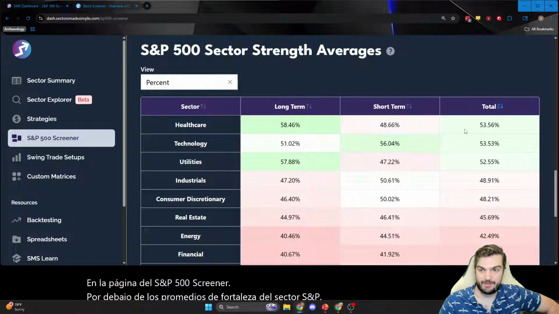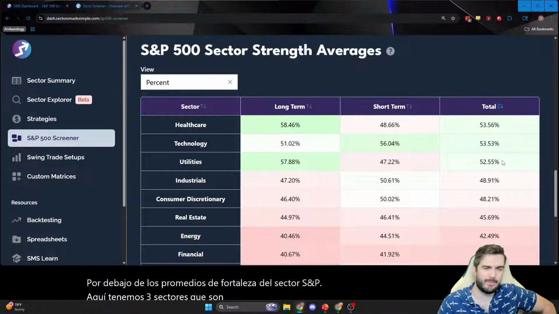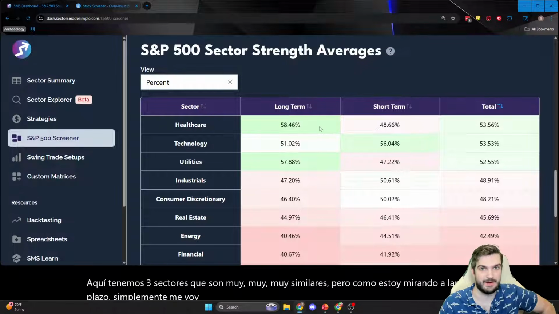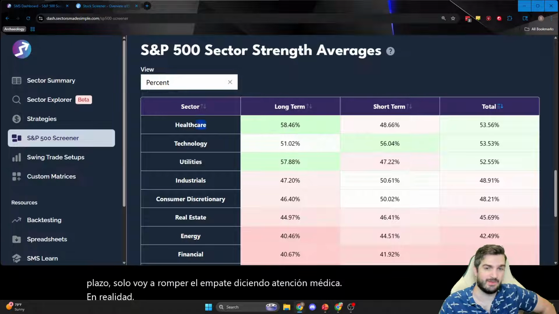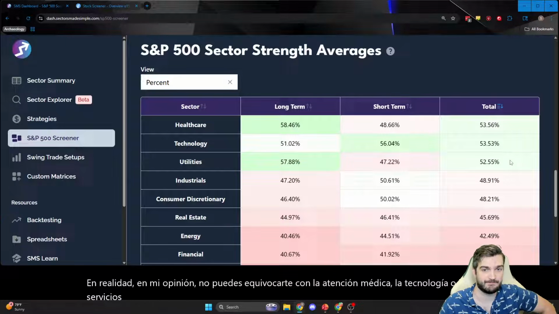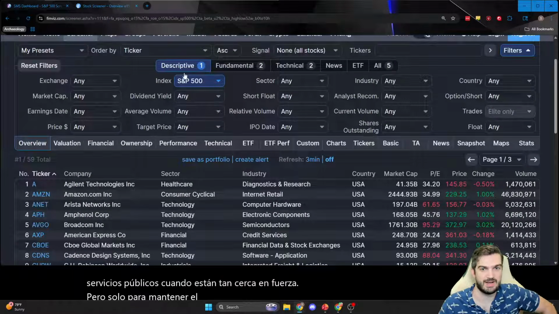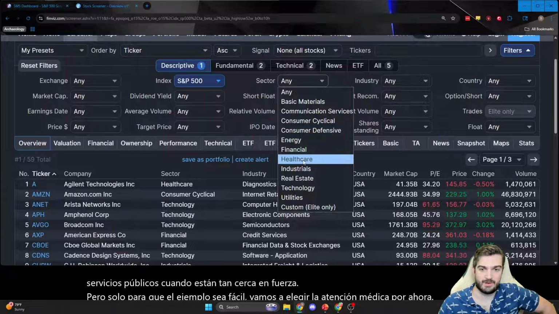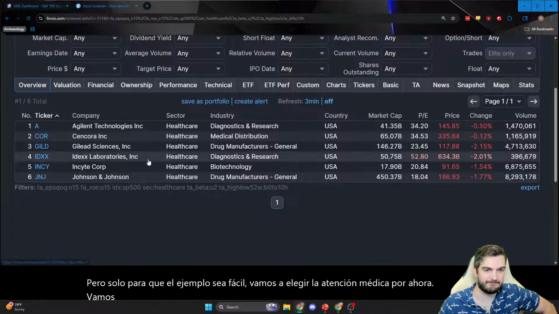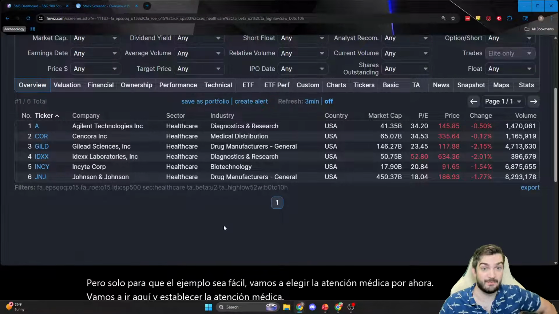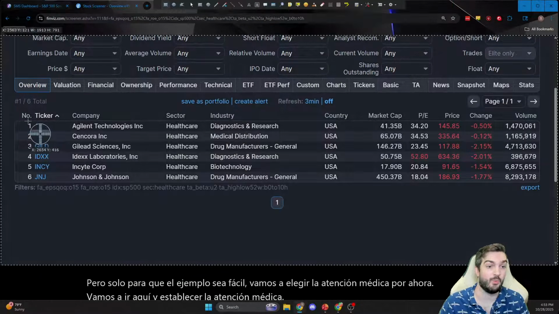Here, we've got 3 sectors that are all very, very similar. But because I'm looking long-term, I'm just going to break the tie by saying healthcare. In reality, in my opinion, you can't really go wrong with healthcare, technology, or utilities when they're this close in strength. But just to keep the example easy, we're going to choose healthcare for right now. We're going to go here and set healthcare. 6 companies. I can work with that.